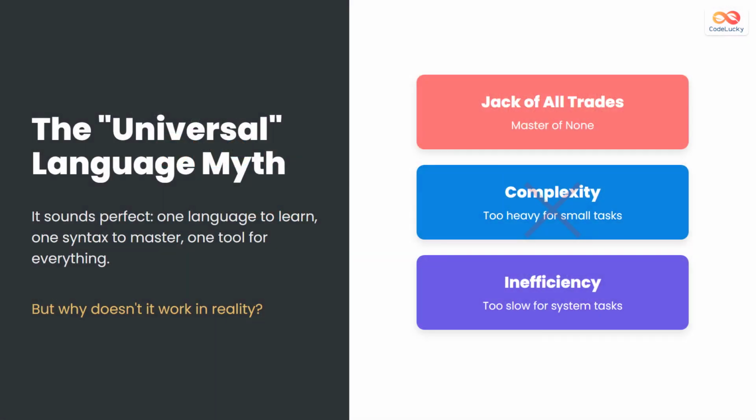The idea of a universal language is appealing. Imagine learning just one syntax and using it to build websites, fly rockets, and train artificial intelligence. But in reality, this is the Swiss Army knife problem. A tool that tries to do everything usually ends up doing nothing perfectly. A language designed to be easy for beginners might be too slow for video games. A language designed for hardware control might be too complex for simple scripts. We have to make trade-offs.